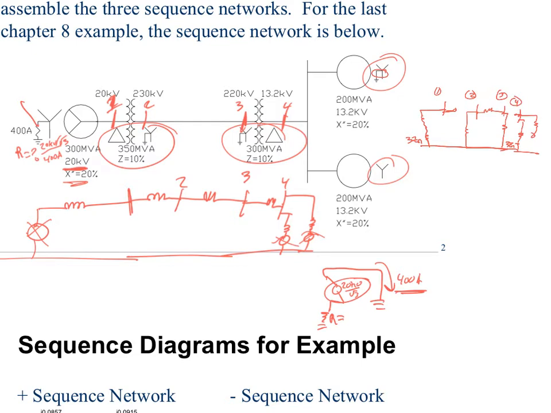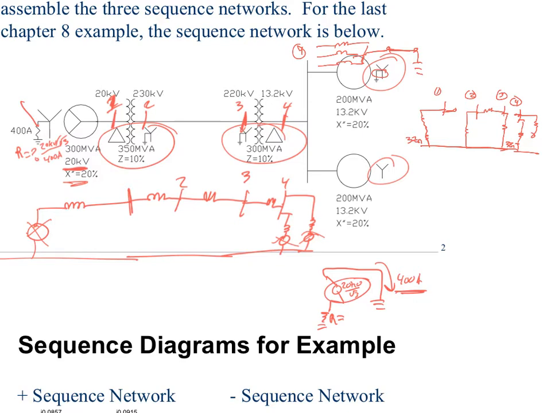Bus 4? Well, let's look, right? So this is bus 4, we said. So if I look at this generator, I go into the generator. Here's the Y connection. Is zero sequence current allowed to flow through ground in this one? Yeah, because it's a solid connection to ground.